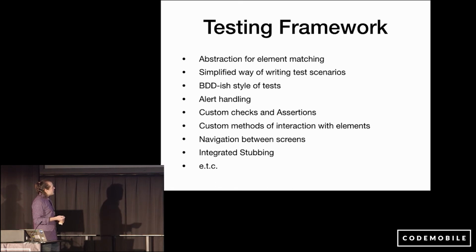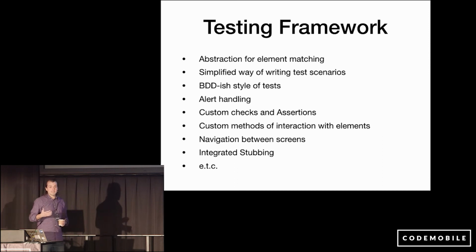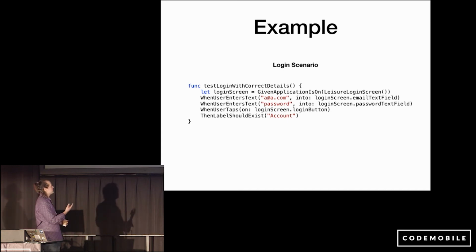Integrated stubbing as well. The framework allows you to work with the stubbing server quite easily, to stub data, check data, and things like this. So the tests look like this. Instead of what Apple gives you in the beginning, you can simply write: given the application is on the login screen, when the user enters this text, and when the user taps on the login button, then the label should exist. That's the simplest test you can imagine, which is a few lines.